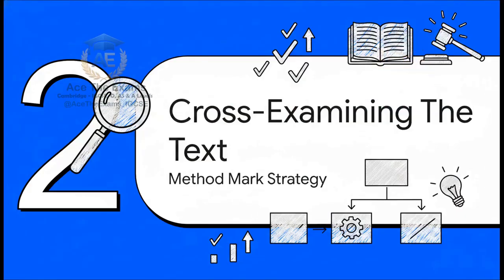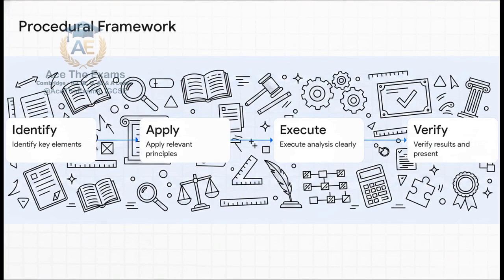We move to Section 2, the discovery phase, cross-examining the text, utilizing the method mark strategy. You see, in Cambridge exams, marks are heavily awarded for process. You don't just get points for the final answer. The exam board demands a strict, step-by-step sequence.